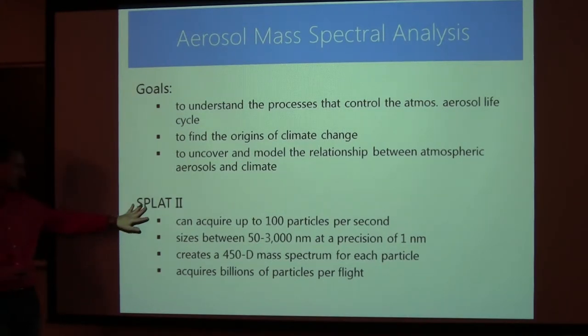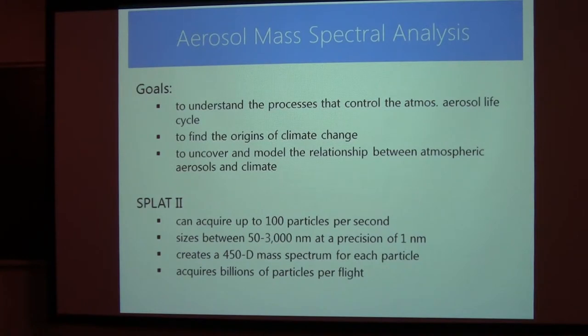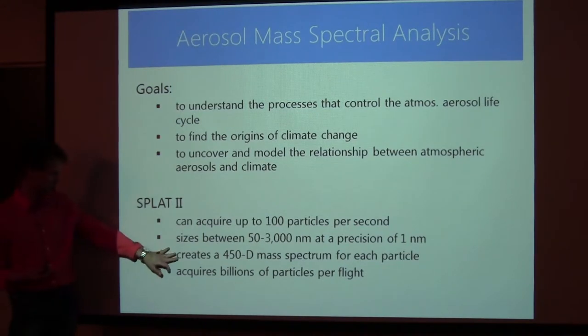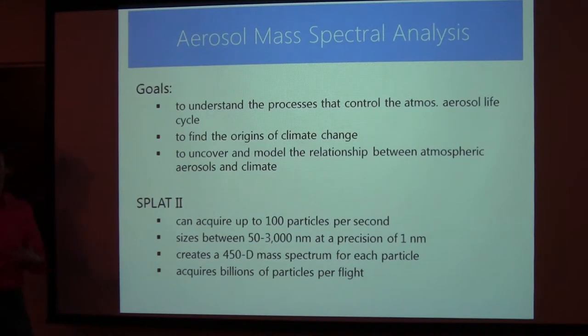So the SPLAT 2 now is the next generation of the SPLAT 1 machine. Okay, it can now do 100 particles per second, and it can pretty much identify particles from 50 to 3000 nanometers with a position accuracy of 1 nanometer, and it records the 450-dimensional mass spectrum that I showed you about, and it can really acquire billions of particles in a flight, right? So it's really just a massive amount of stuff you can bring out.